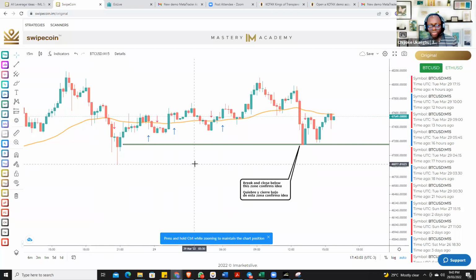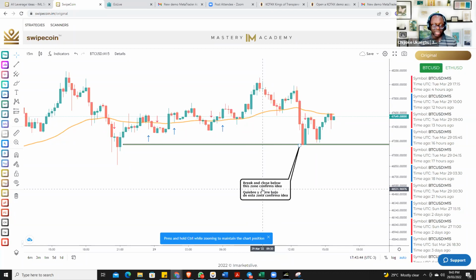Now, you might be wondering, how does this tool work? Once you log into this tool, you will see most of the time that there is either a green line on the chart or a red line that is drawn. It's going to be one of those two. It will either be red or it will be green. In this case, we have a green line and we have what looks like an instruction. It says break and close below this zone confirms idea.